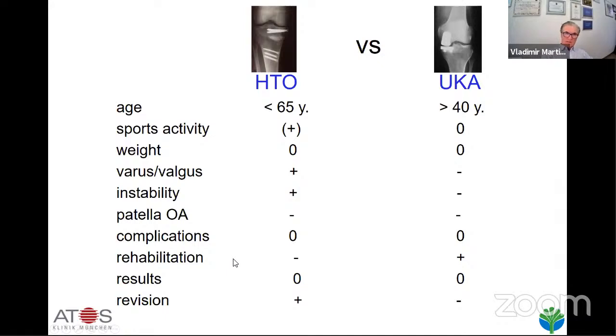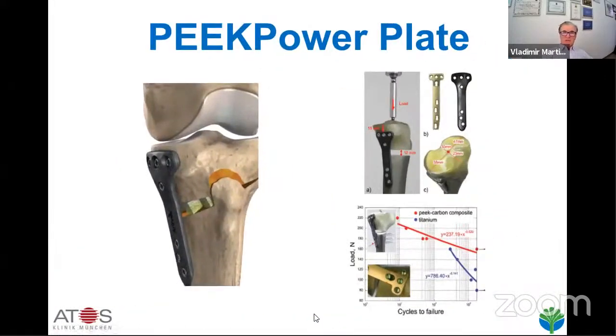It's much shorter following unicondylar because rehabilitation following high tibial osteotomy is longer and you need a second operation for removal of the metal. Results are about the same, and I see a small advantage for patients in cases of revision following high tibial osteotomy. Let us see what I do with high tibial osteotomy.